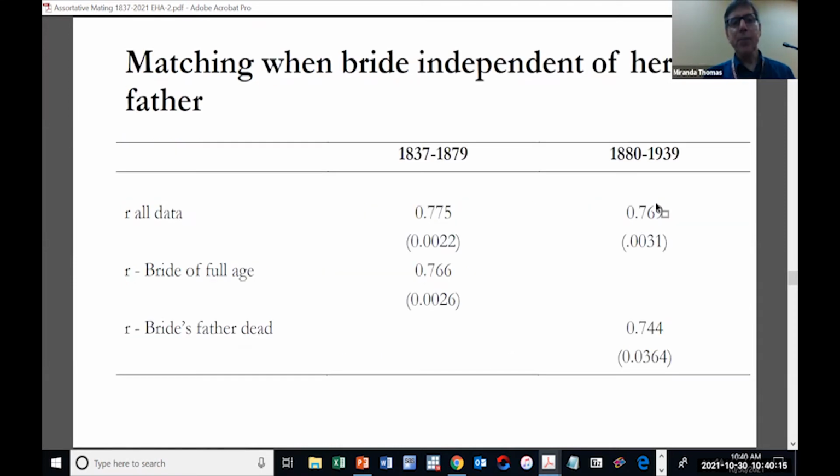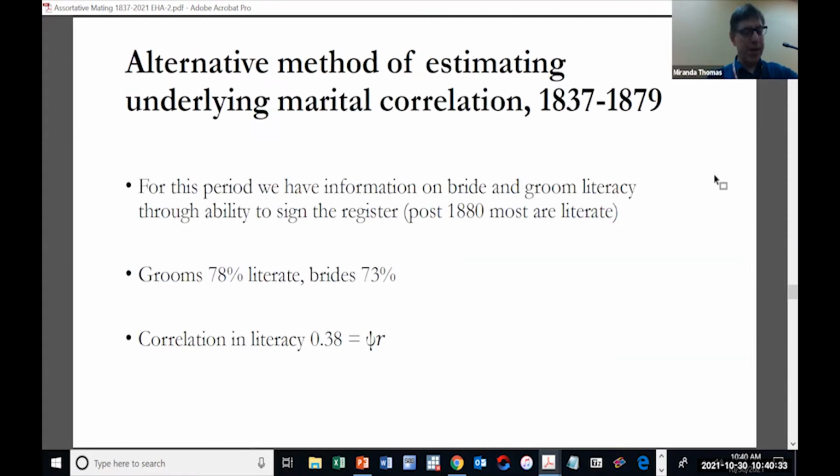Here's what happens. If the bride is of full age, it hardly affects the estimated correlation. If the bride's father is dead, again, we see very little effect on the measured correlation. And so it's quite consistent with the idea. It really is matching of groom to bride.